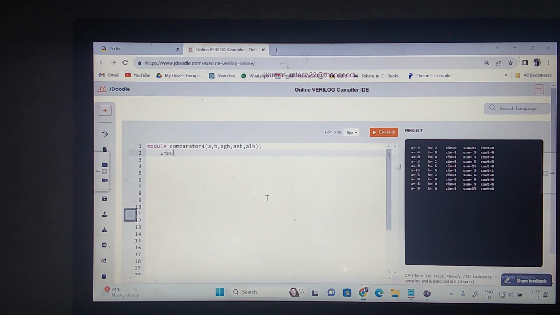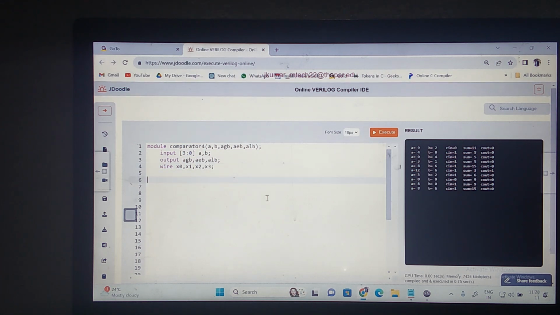Then what are the input ports? How many bit magnitude comparator are we designing? A 4-bit magnitude comparator, so 3 down to 0 for A and B. What about the outputs? Are they scalar or vector? Scalar, right? We are checking: if it is equal it is 1, if it is not equal it is 0. I can write A greater than B, A equal to B, A less than B. We are also using variables X0, X1, X2, X3.